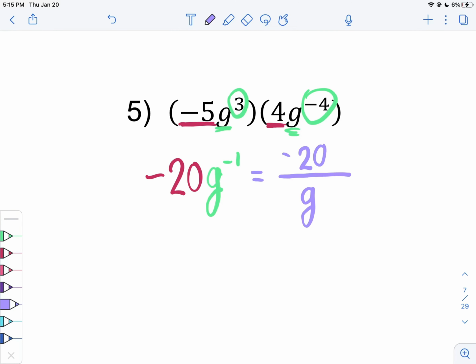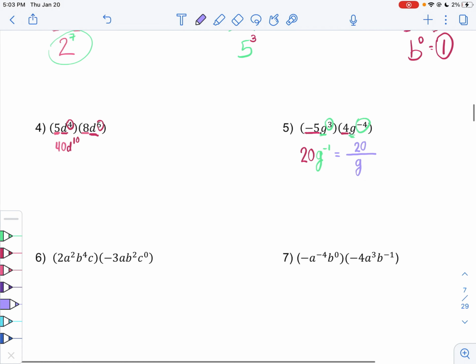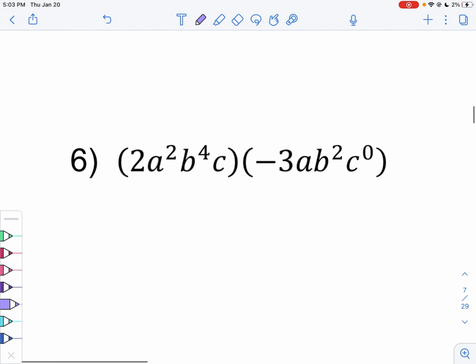Okay, this is future me coming in to say I messed up and you should have negative 20 because negative 5 times 4 is definitely negative 20. So make sure you have negative 20 in your numerator, not regular 20.